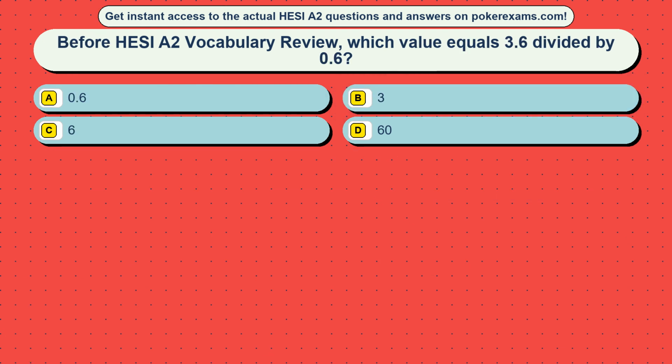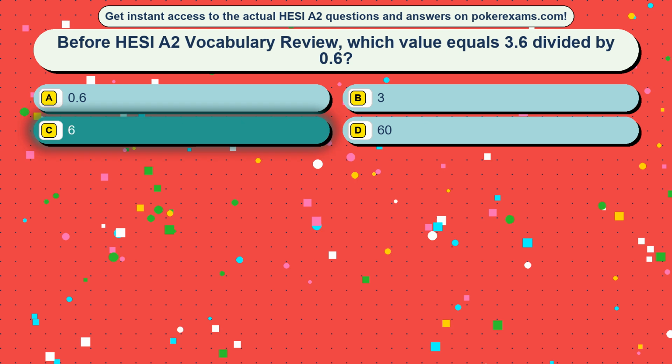Question 5. Before HESI A2 Vocabulary Review, which value equals 3.6 divided by 0.6? Option A, 0.6. Option B, 3. Option C, 6. Option D, 60.